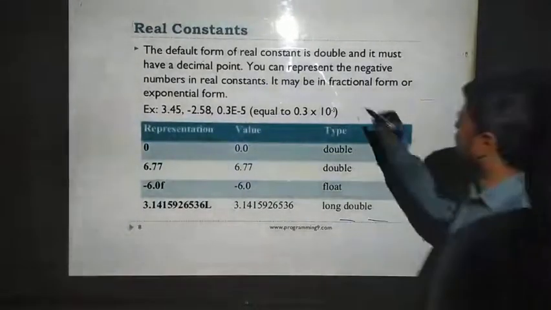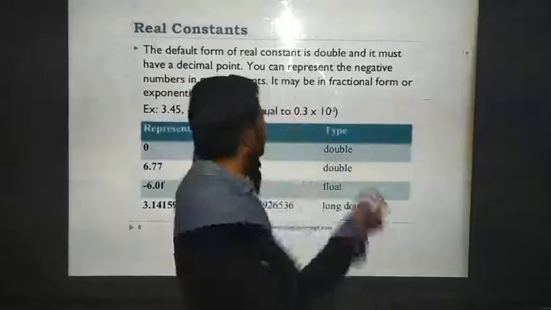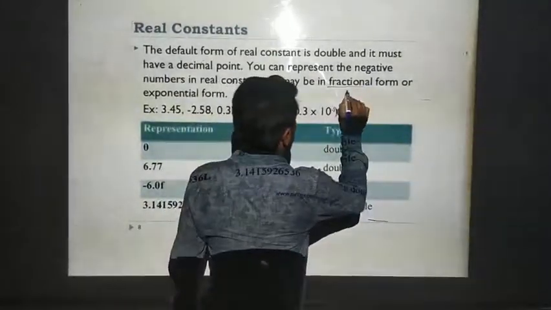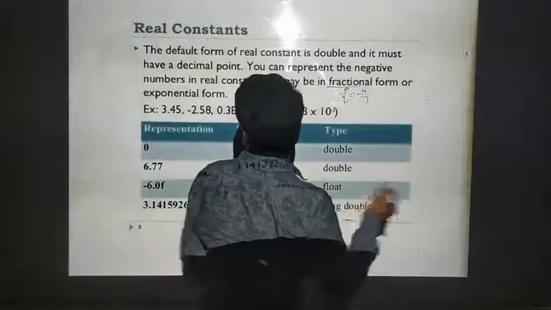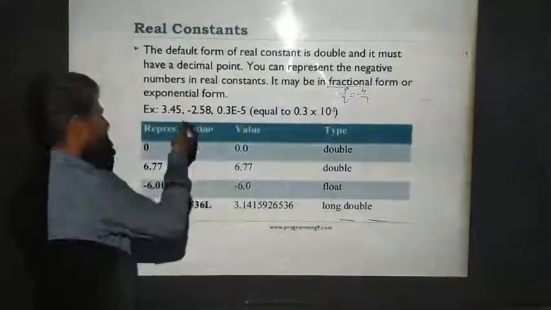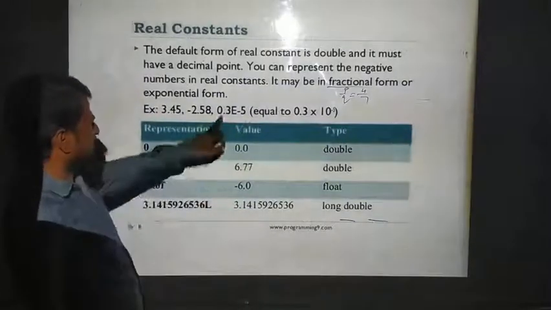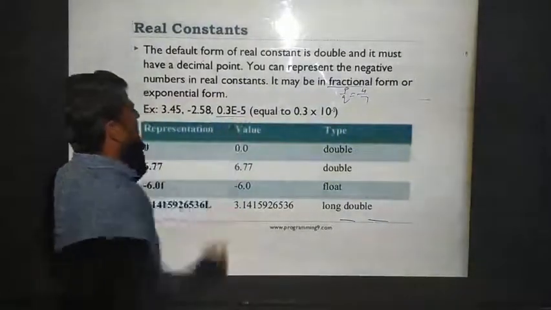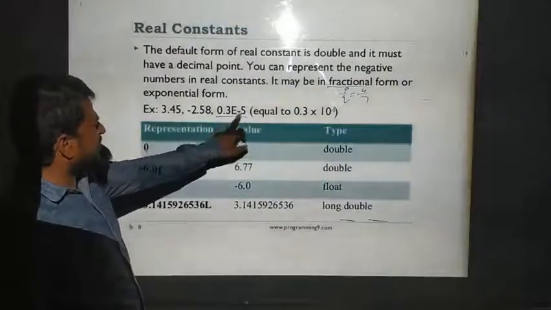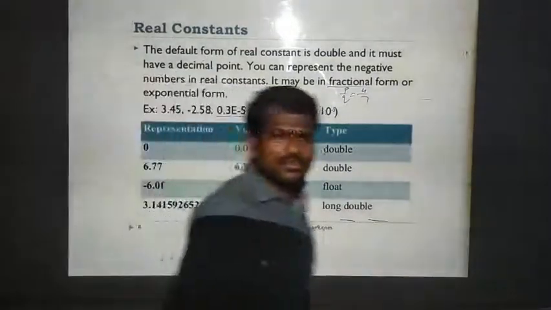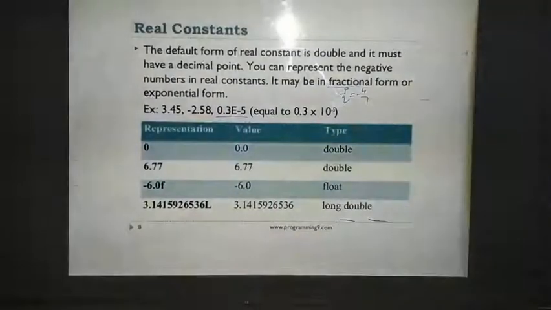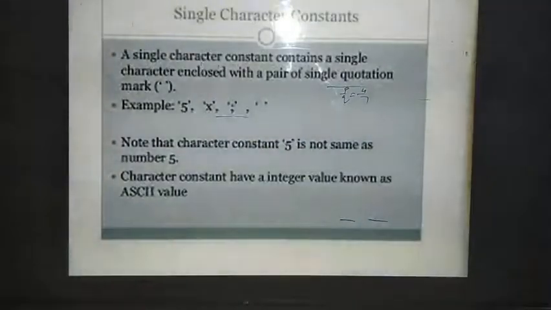Fractional means in the form of p by q, like 4 by 7. Exponential form, for example 0.3 e minus 5, means before that 5 zeros will be seen. This is about real constant.